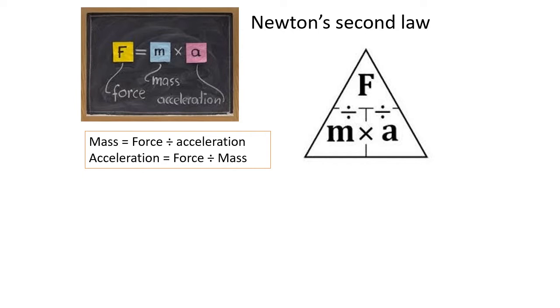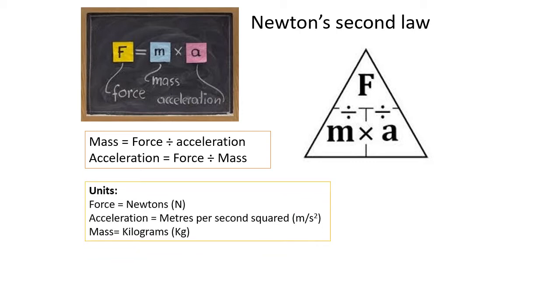So force and mass are directly proportional to each other. Force and acceleration are directly proportional to each other. If you apply more force on an object, it will produce more acceleration. And also, mass and acceleration are inversely proportional to each other. If you have a heavy object, more mass, then it will accelerate less.